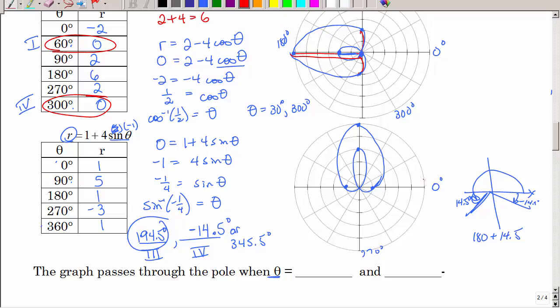So where is that approximately? Well, 345, let's see, this is 360. So minus 15 is somewhere about right here. Went through the pole there, and then with symmetry it's going to be really the same thing. Right there. Now the reason why I'm making you do this is because you're going to have to do it in your calculus classes. So to answer this question, the graph passes through the pole when theta is approximately 194.5 degrees and 345.5 degrees.